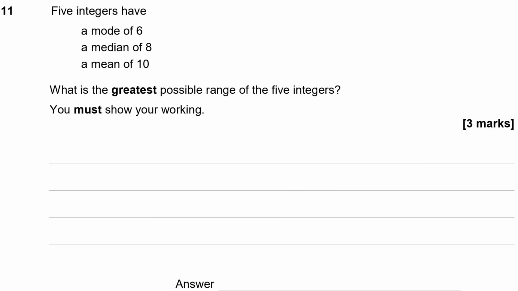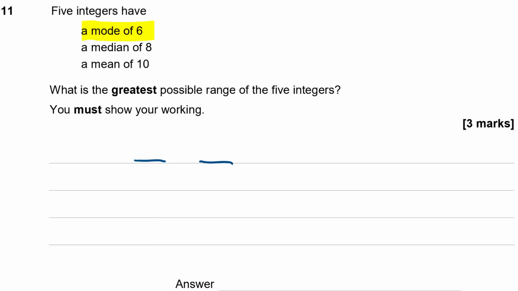Okay, in this question, it's a bit of a puzzle. I've got 5 integers, and I know that the mode is 6, the median is 8, and the mean is 10. And I have to use these bits of information to work out what the greatest possible range might be for those 5 numbers. So let's go through one piece of information at a time and see if we can piece it all together. Now, the first piece of information is that there is a mode of 6, which means there needs to be at least 2 6s in my 5 values.